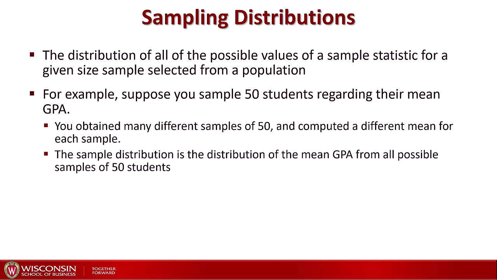Let's take an example. Suppose we have a sample of 50 students regarding their average GPA. You could actually obtain many different samples of 50 students and compute a different mean for each of the samples. The sampling distribution is a distribution of the mean GPA for all possible samples of 50 students. So it means you take 50 students, compute the mean, and then you take another 50 students and compute the mean, and the mean will change a bit each time, and you look at the distribution of these means.